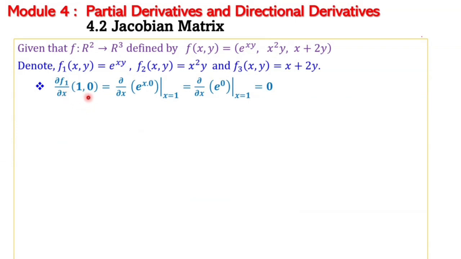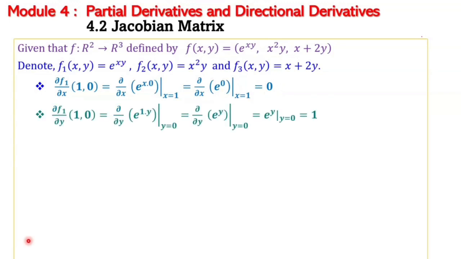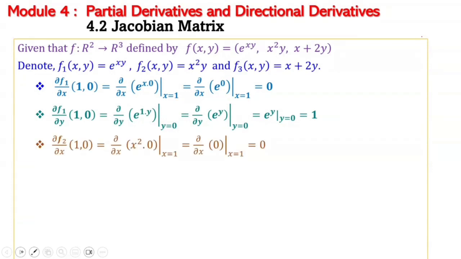So f1 with respect to x at the point (1, 0). Adopting the same method, we put y equals 0 and keep x as a variable, and then we get e to the power x times 0, which is 1. Therefore the partial derivative will be 0, so one entry is 0. We continue with respect to y for the component f1. In this case we keep x as the constant value and y is the variable, and at the point y equals 0 the value is 1. So in this case the matrix entry is 1.